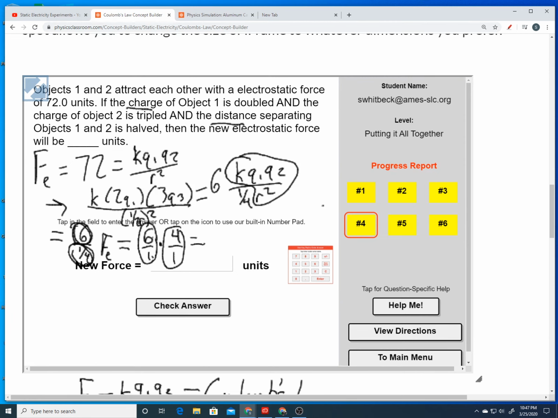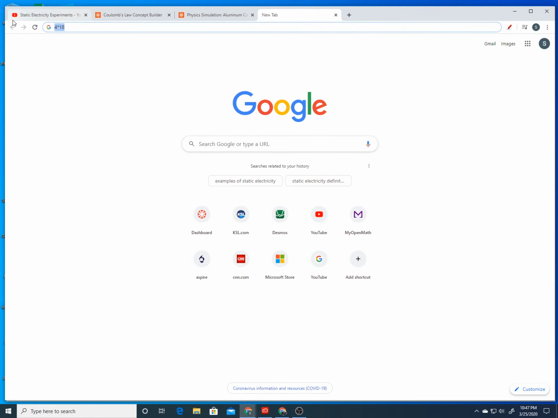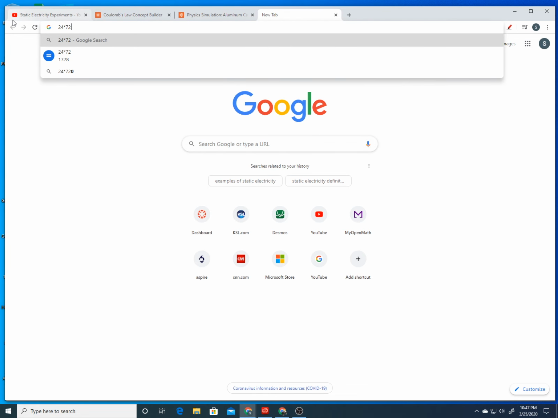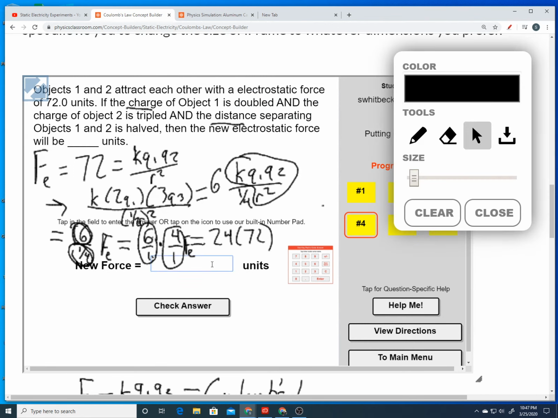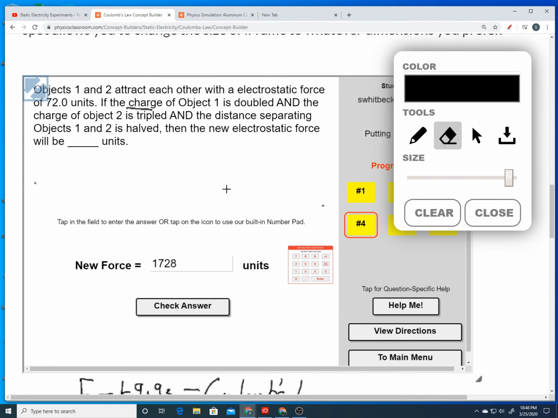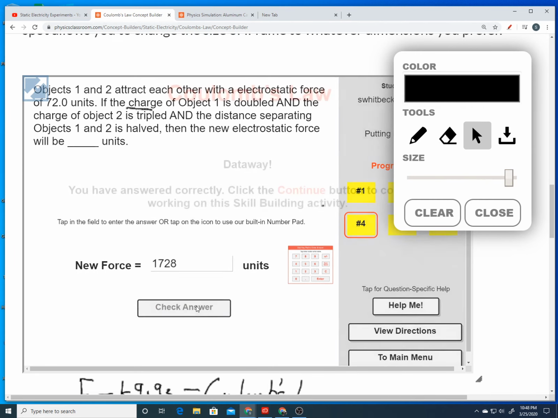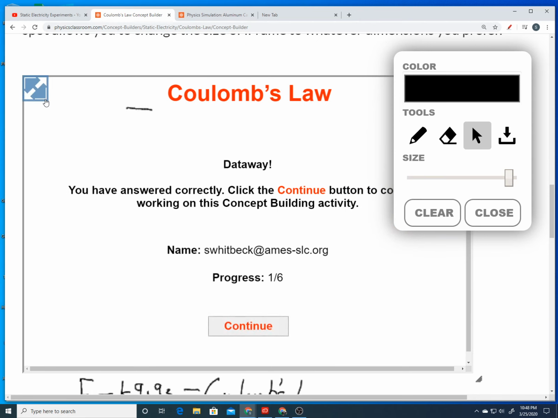Alright, so 6 times 4 gives me 24. So I am going to have 24 times my electrostatic force. 24 times 72. Let's see what that is. 1728. Can barely see it for all of my work. I'll go ahead and erase this time first. And there we go.